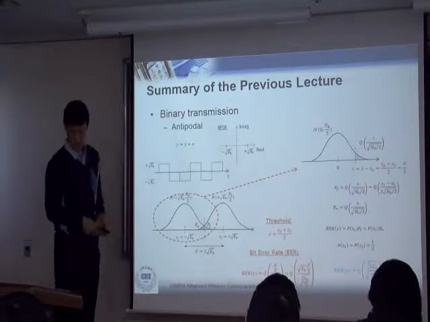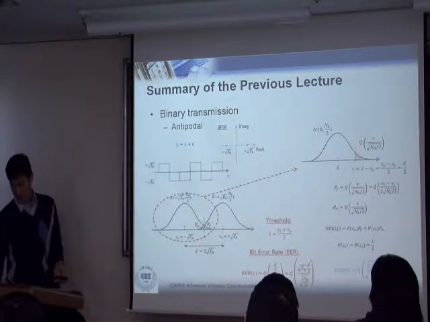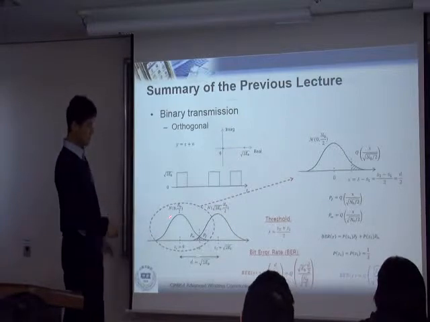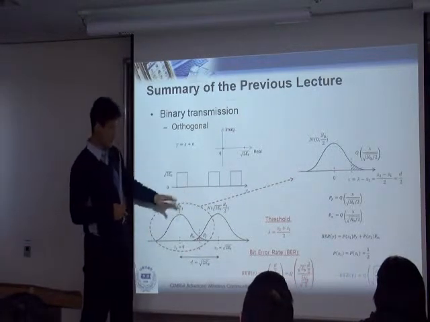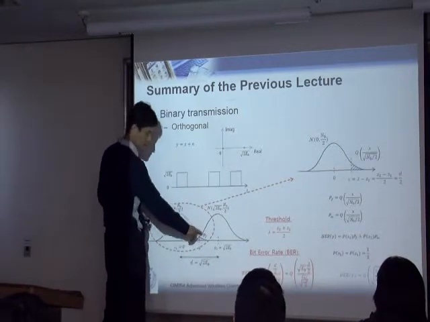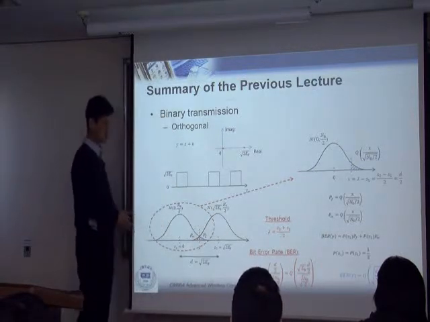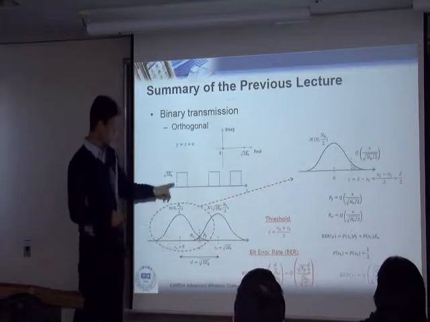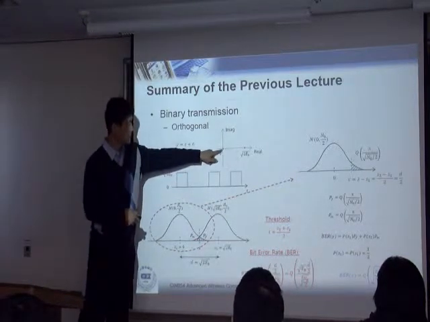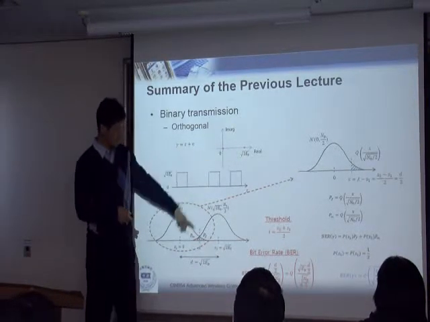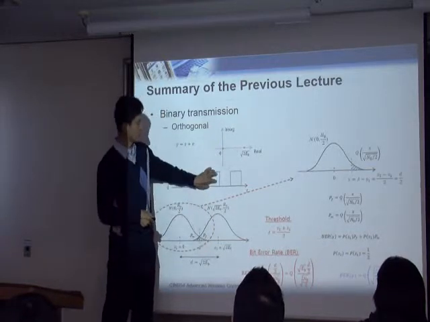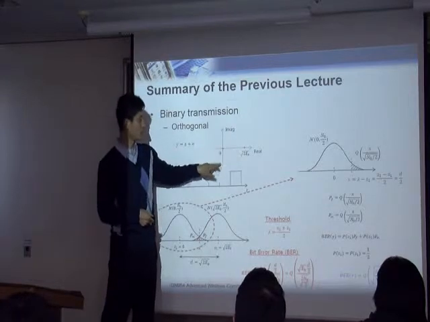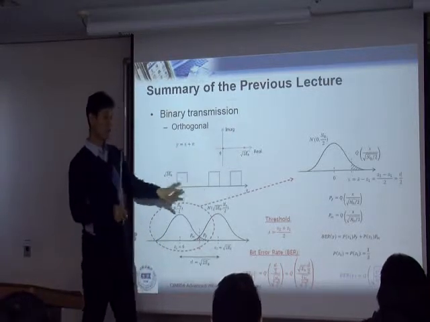But if you look at the next picture, which is the orthogonal, I show you a similar hypothesis, and I draw two similar Gaussian distributions, right? But in this case, S1 is 0, which means no energy. S2 is going to be some energy. So this is like on-off, right? On-off.